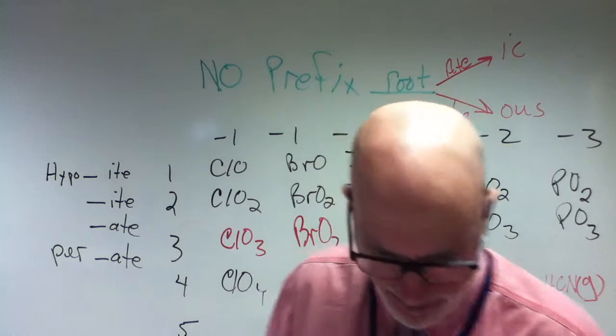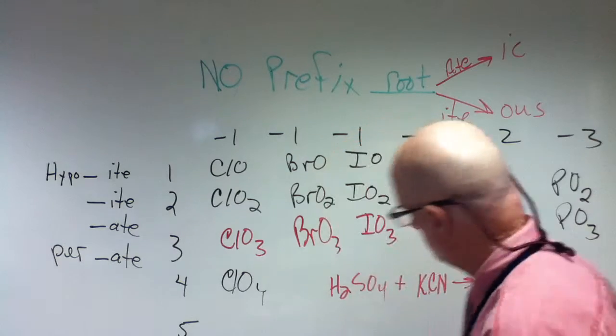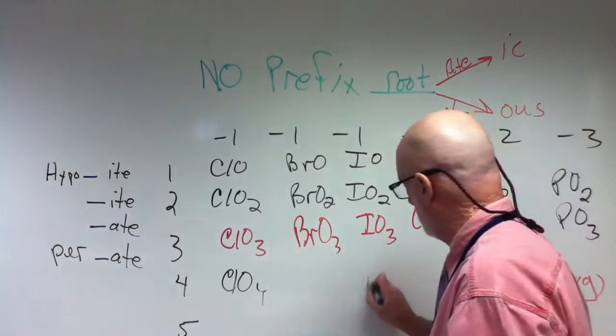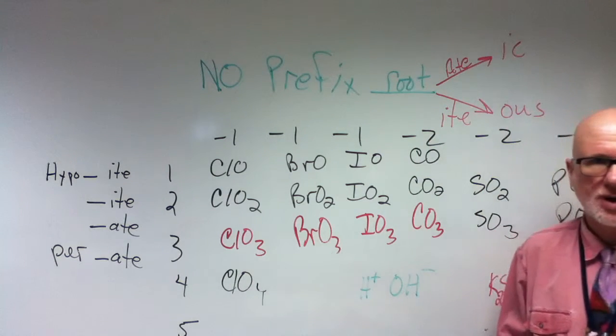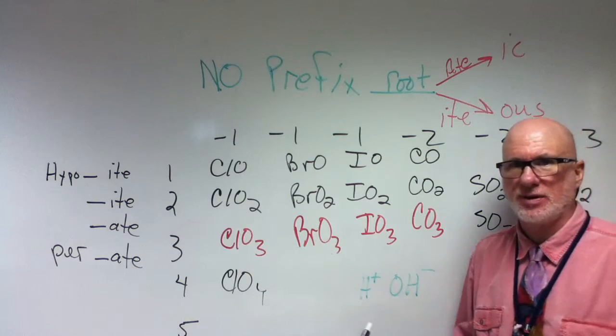Now there's another exception before we quit. This is a polyatomic ion, and you'll see the connection when we do H plus OH. That doesn't become an acid. That becomes water. And there is actually a connection in chemistry with that, okay?